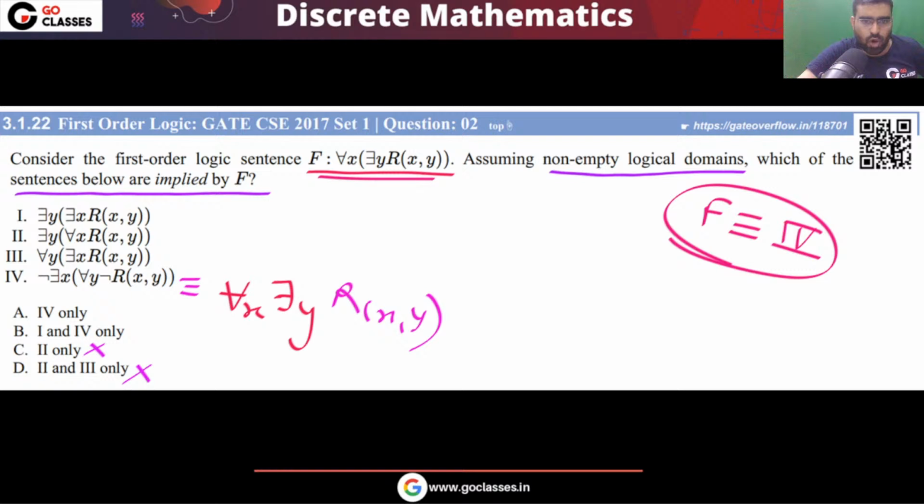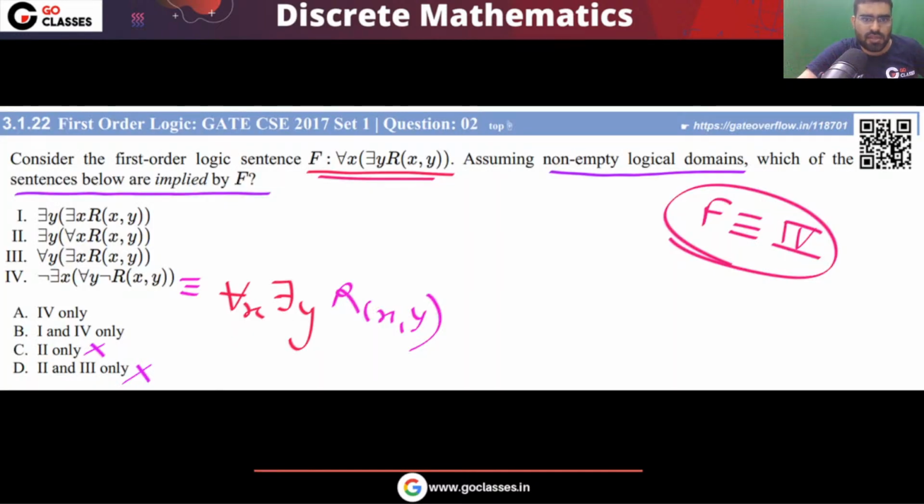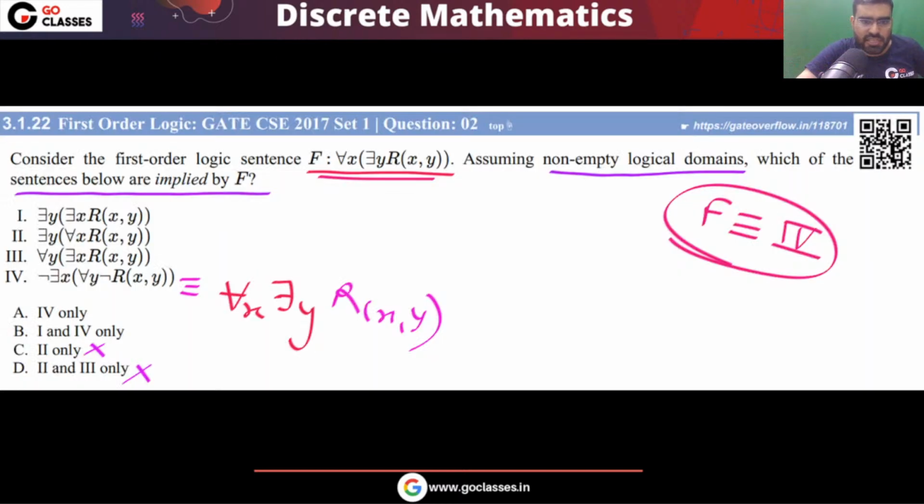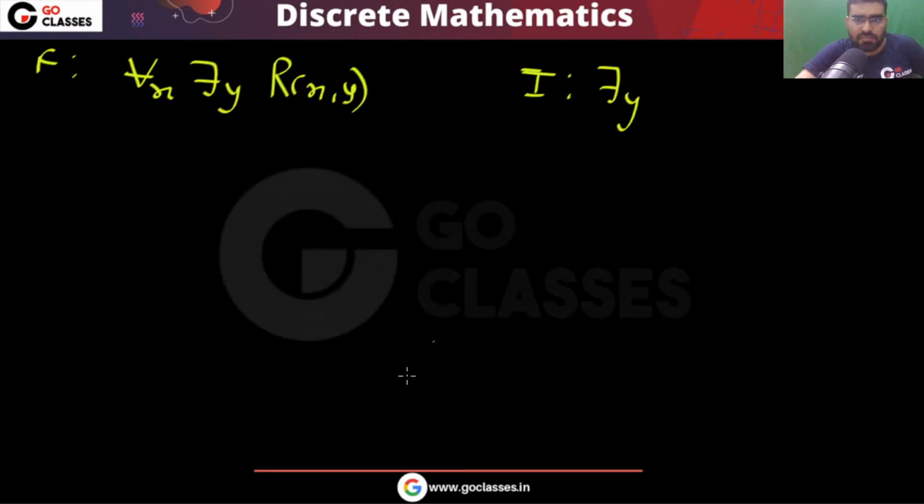So let me check this option 1. The remaining options you can check. So this statement is given, f is for all x there exists y, pxy. For everyone there is someone such that rxy. Now what this option 1 is saying is that there exists y, there exists x such that rxy. Okay, so this is the statement. Let's see, is this valid or not? We need to check, does it imply this? Let's check it out.